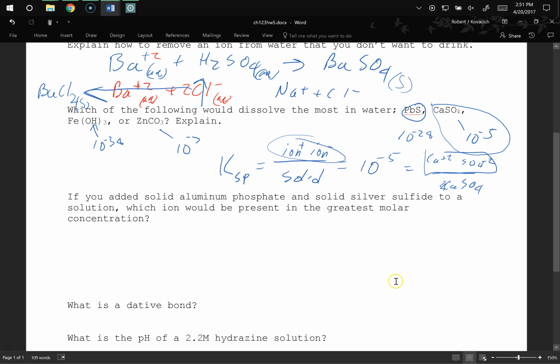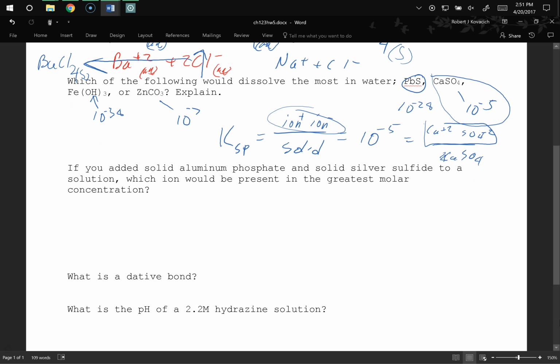Sorry. If you added aluminum phosphate and solid silver sulfide to a solution, which ion would be present in the greatest molar concentration? So what do I need to know? I need to know the two KSPs, right? I need to know this KSP, and I need to know this KSP. And there is one other thing to consider, which is what?